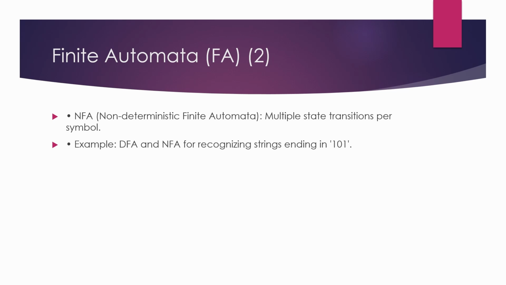There are two types of finite automata, deterministic and non-deterministic. A DFA has exactly one state transition for each input symbol, whereas an NFA can have multiple state transitions for the same input symbol. Let's consider an example of a DFA and NFA recognizing the strings that end in 101.